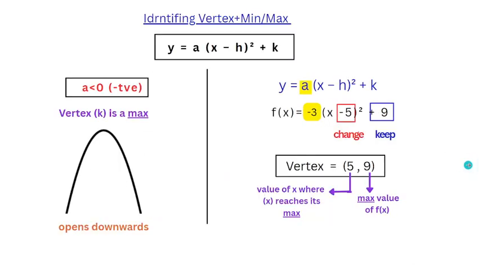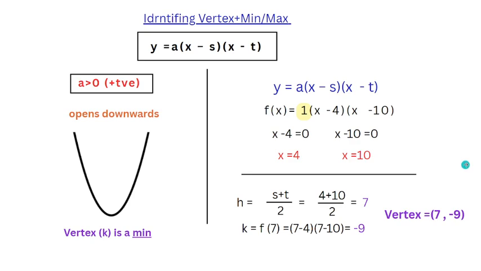that we can have the vertex. No, we can get the vertex from it. When I have x equals 4 and x equals 10, I add the two solutions, 4 plus 10, divide by 2, and that gives me 7.